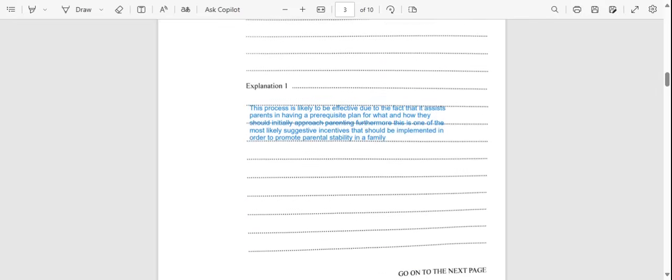Moving on to the explanation. This process is likely to be effective due to the fact that it assists parents in having a prerequisite plan for what and how they should initially approach parenting. Furthermore, this is one of the most suggested incentives that should be implemented in order to promote parental stability in a family. Without parental planning, it could lead to parental instability, where the two parties are constantly arguing because they have no structure in how they should maintain a child.